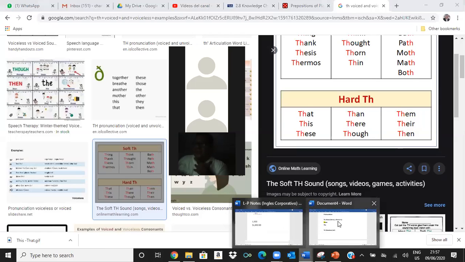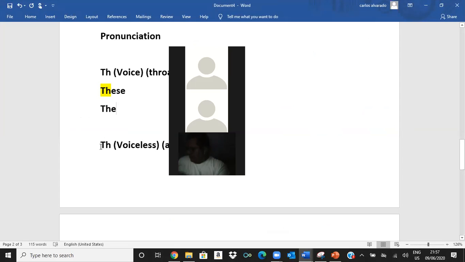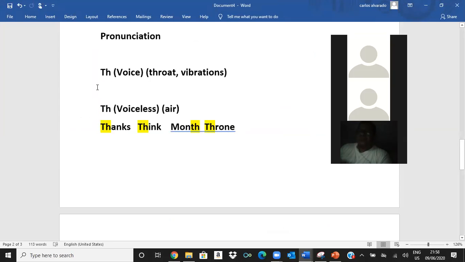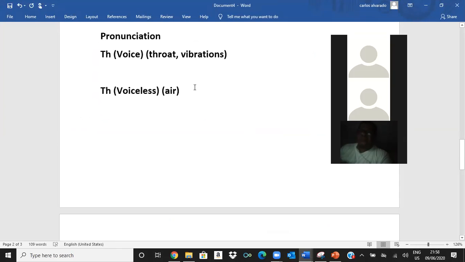So, going back, ya vamos a, casi vamos a terminar, okay? So, you practice the TH, voice, voiceless, okay? Very good, pero hay uno más, okay? Let me show you the TH sound plus the R sound, okay? Y esto les cuesta alguno.